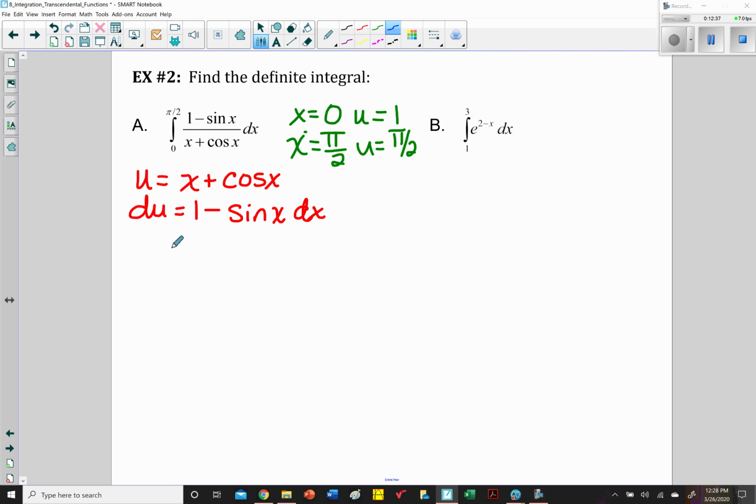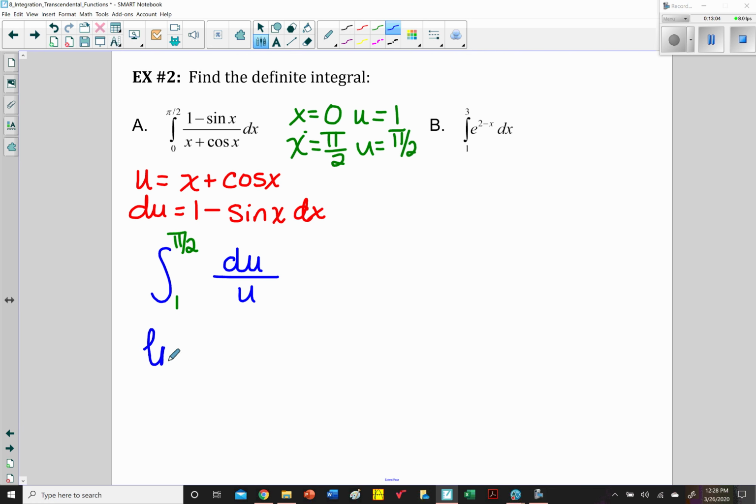Let's see. So if x is 0, then u is 0 plus cosine 0. That's 1. If x is pi over 2, then u is pi over 2 plus cosine of pi over 2. So that would be pi over 2 plus 0. U is pi over 2. And we're rewriting our integrand in terms of u. We want to start at 1, stop at pi over 2. Pi over 2 is about 1.57, so it's larger than 1. And we're integrating du on the top, U on the bottom.